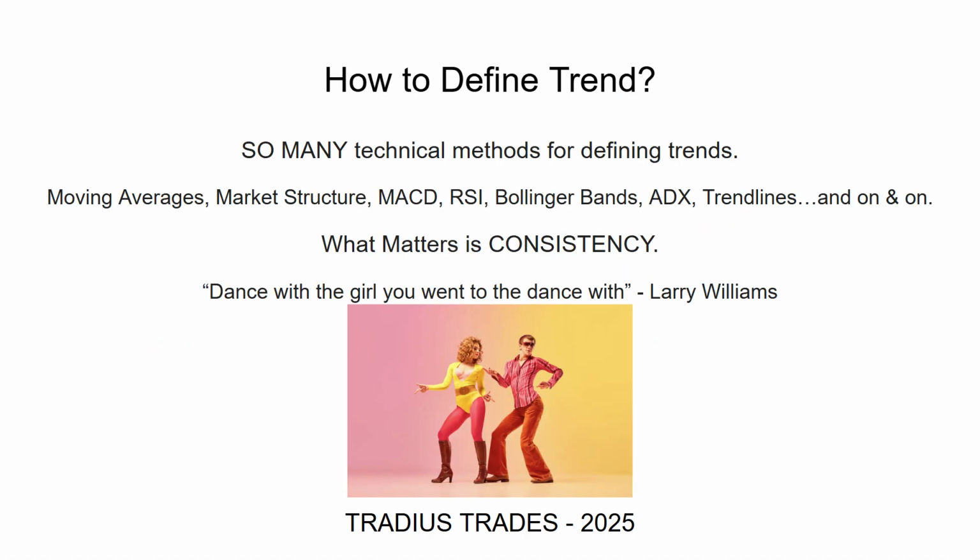Okay, so how to define the trend? There are so many ways and so many technical methods for defining trends. You've got moving averages, market structure, MACD, RSI, Bollinger Bands, ADX, trend lines. Take your pick. There are so many different methods of determining the trend. But what matters is that you are consistent.